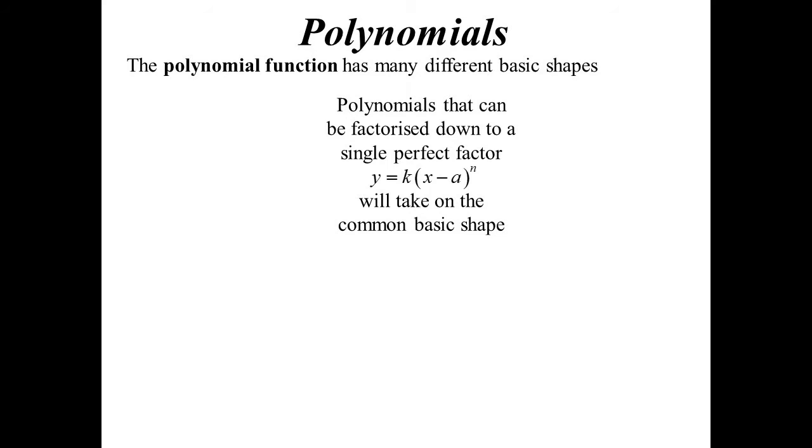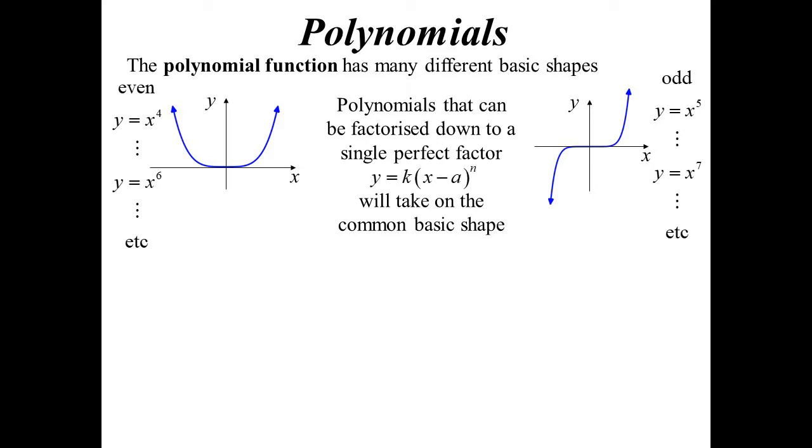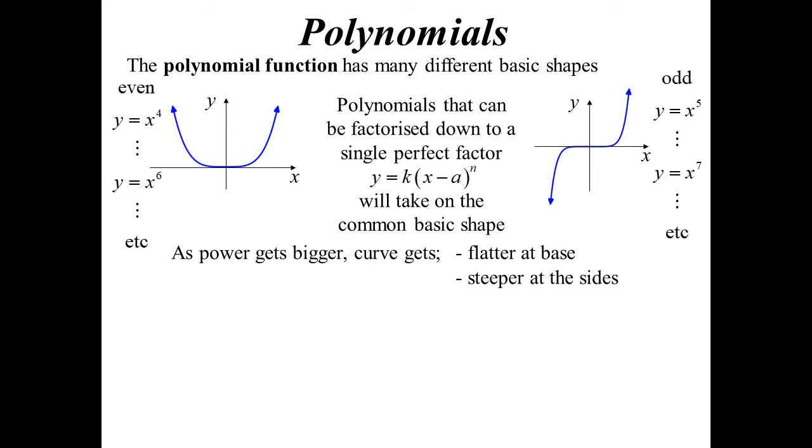So polynomials in general, and obviously there's lots of different basic shapes for polynomials depending on what the highest power is. Anything though that can be factorised down perfectly, so to be a linear function all to the power of something, if it's an even power, we'll get a U shape. Only the quadratic is a parabola. Right? So the quartic is not a parabola, but it still has a U shape. And if it's an odd power, it will have that classic inflecting shape. And what we'll find is as the power gets bigger, our curve will get flatter at the base and steeper at the sides.